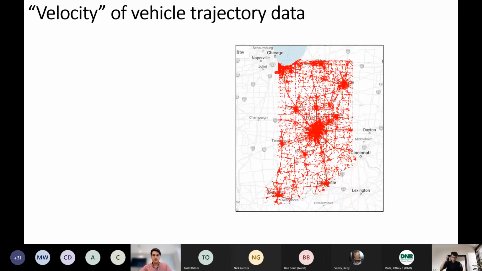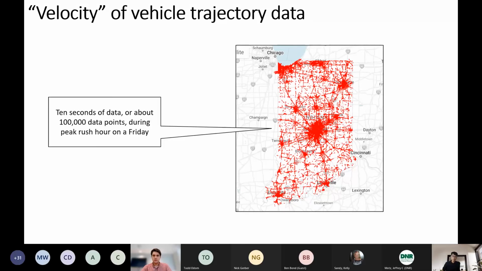Let's say you have a Friday afternoon between 4 and 5 p.m., typically a very busy hour. How much data are we looking at here? That velocity and volume of data coming in is 100,000 data points in 10 seconds. The map that you're seeing with the entire Indiana road network lit up, that's 10 seconds of data.